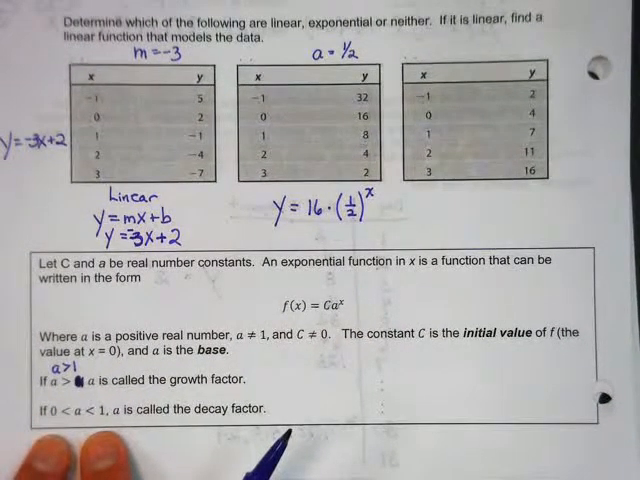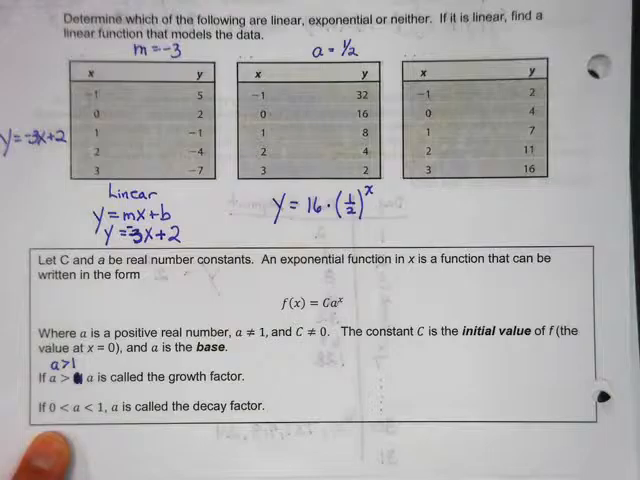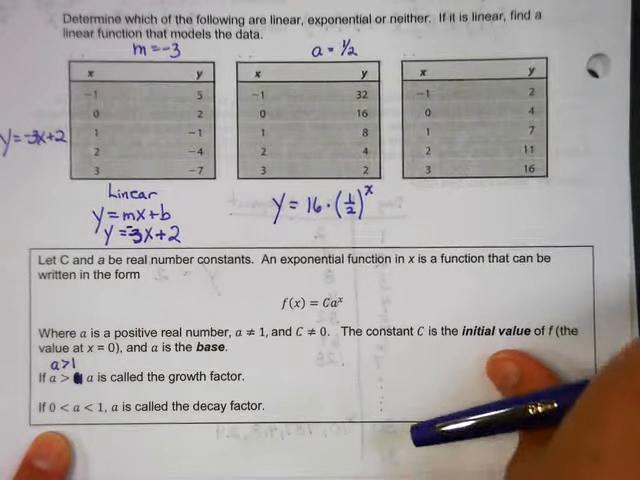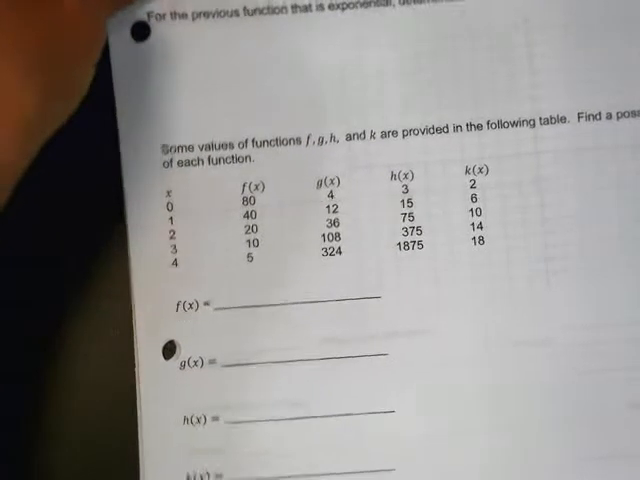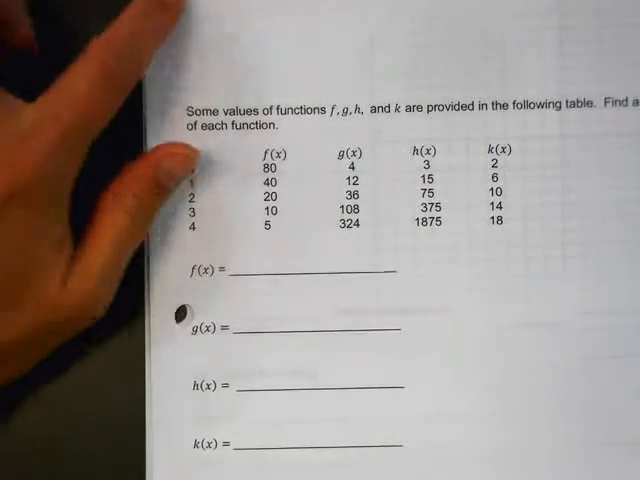If a is stuck between 0 and 1, then we have a decay factor. And you'll understand why I say it's a decay factor in a minute. All right, here we go. We just did that. We just found the formula.